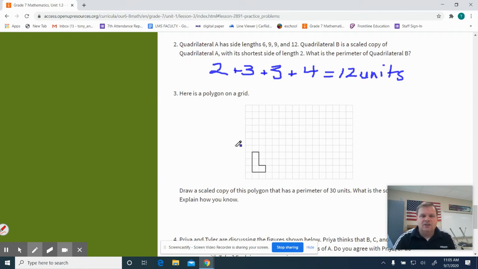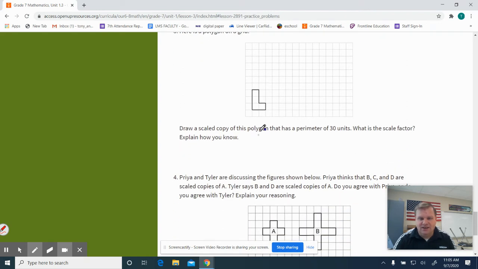Here's a polygon on number 3. It says draw a scale copy of this polygon that has a perimeter of 30 units. What is the scale factor? Well, if I want 30 units, first I need to find the perimeter of this one. So I have 1 unit, 2 units here, so that's 3. There's 4, there's 5, 6, 7, 8, 9, 10. So this figure has a perimeter of 10 units.